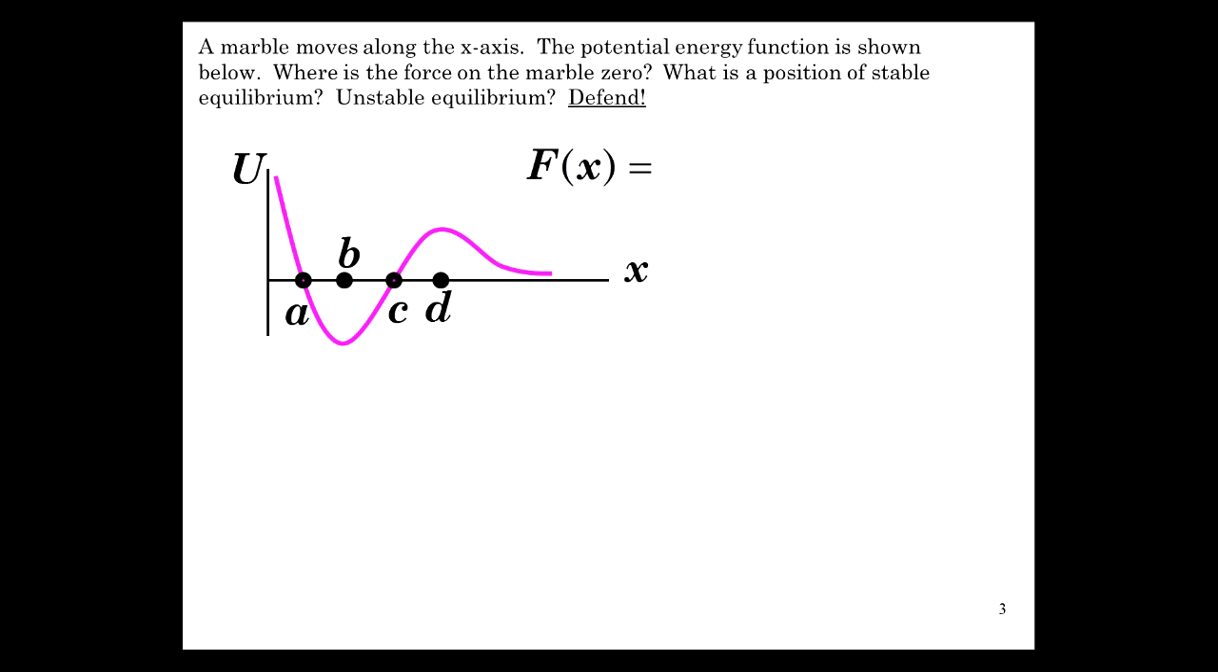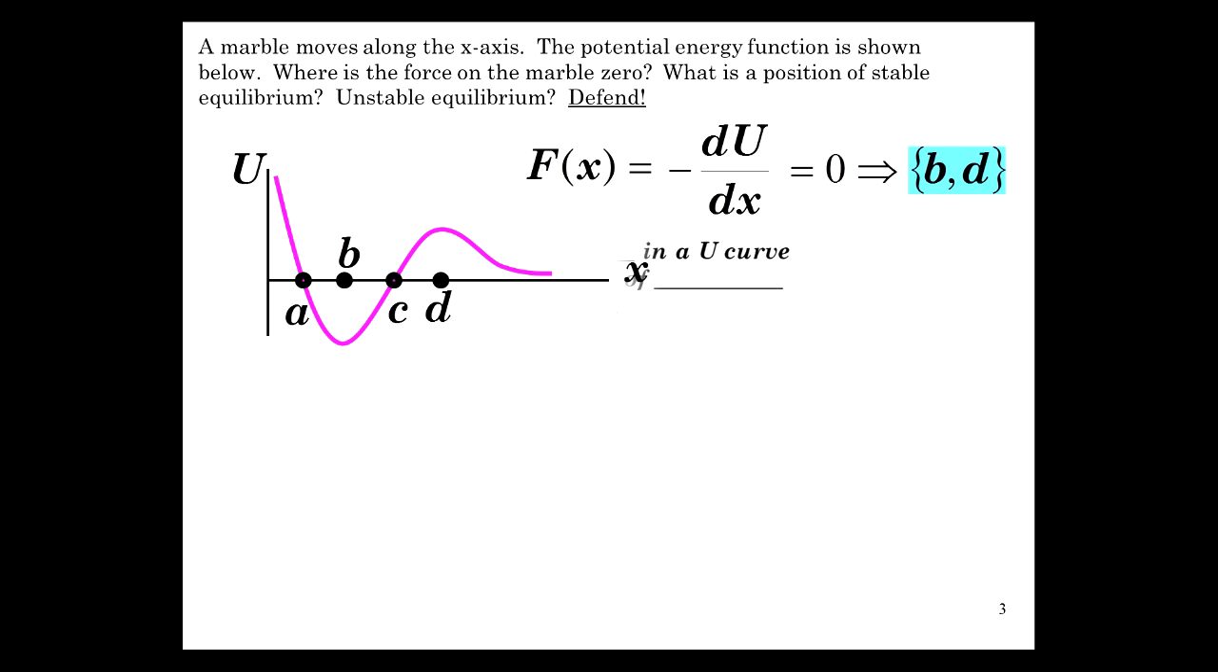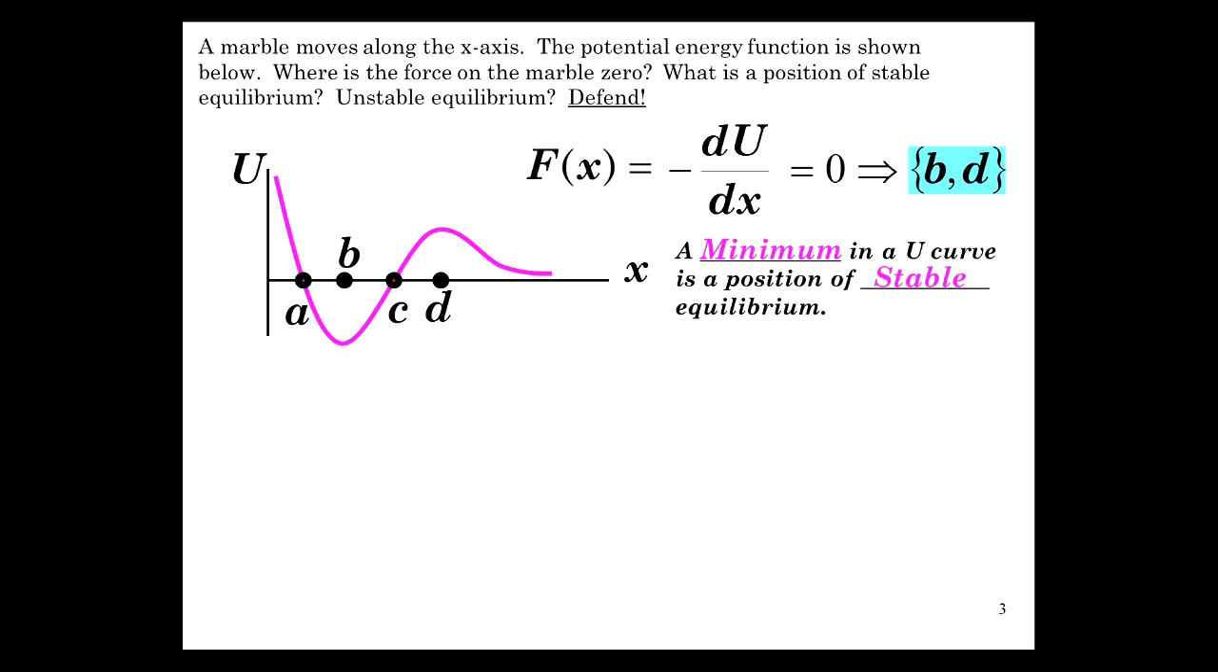We start with the idea that Fx equals minus dU/dx. Well, since we're looking for places where the force is 0, we need the derivative to be 0. Well, that's clearly at B and D, because at B, the derivative is 0, and at D, the derivative is 0. The slope is 0. And now a statement I'll make is that a minimum in a potential energy curve is a position of stable equilibrium. So I'm suggesting that at B, we have stable equilibrium.